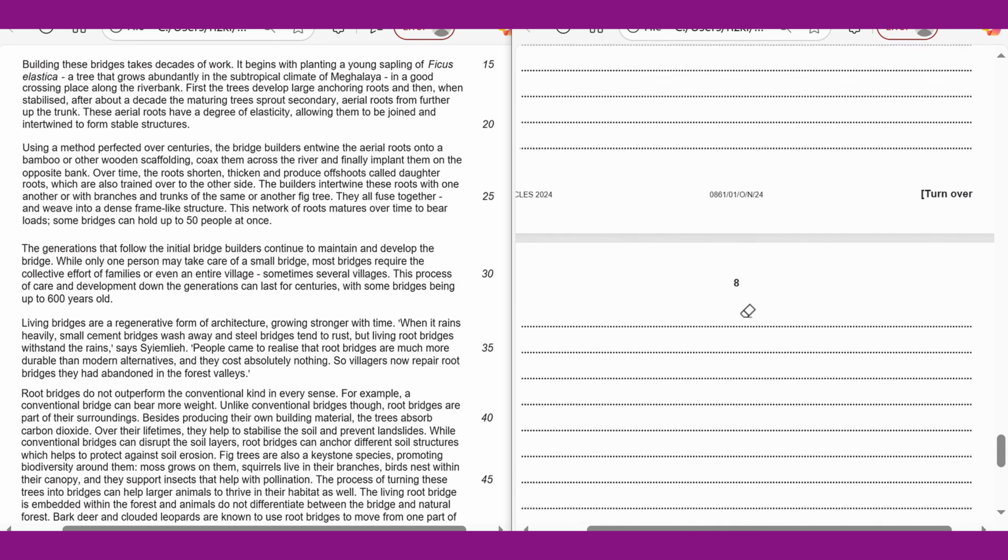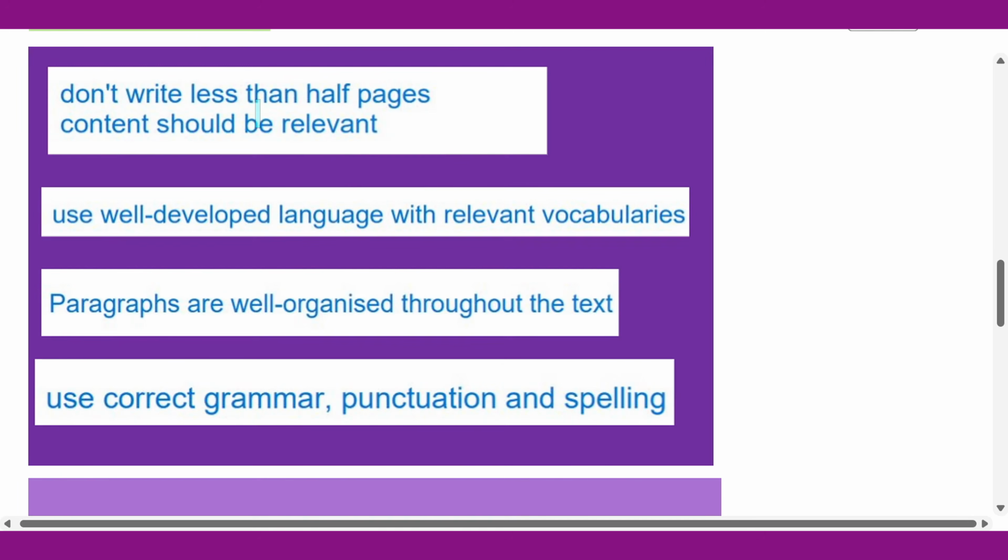So the tip for this is, do not write less than half a page. Content should be relevant. Use well-developed language with relevant vocabulary. Paragraphs should be well organized throughout the text. Use correct grammar, punctuation, and spelling.